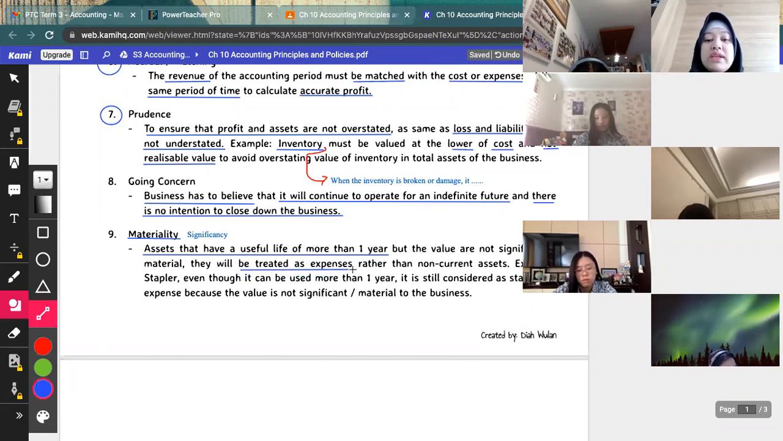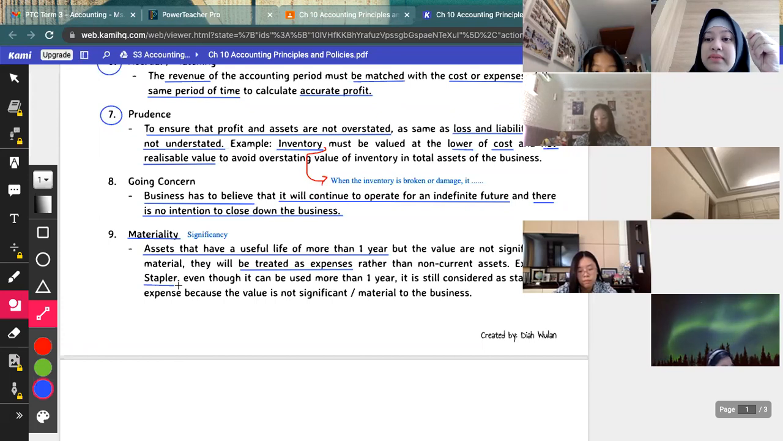Now the example is a stapler. You know stapler, yeah? Stapler for the business. If you buy that stapler in Gramedia or a bookstore, it probably only costs you 10,000 rupiahs or maybe 20,000 rupiahs. But the characteristic of the asset, you can use it for more than 1 year. Am I right? But the cost is only 20,000 rupiahs.